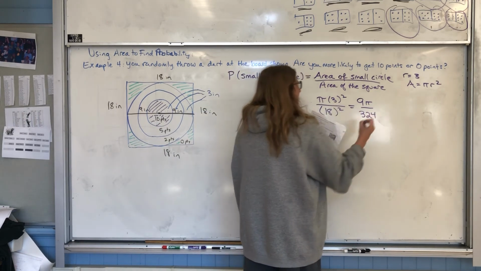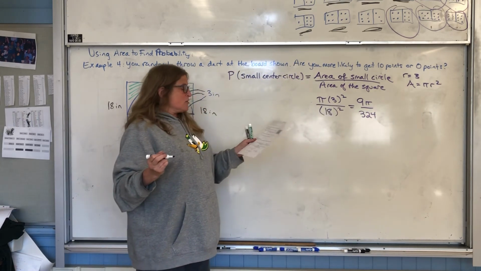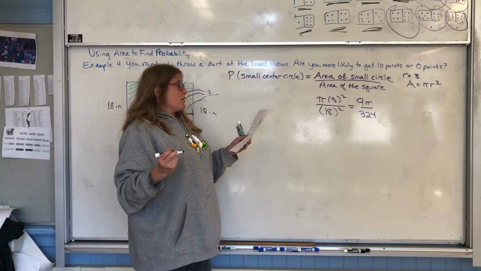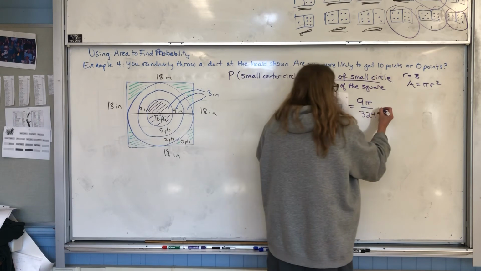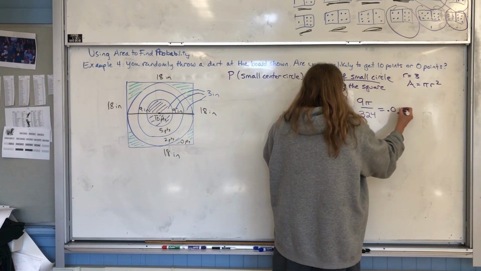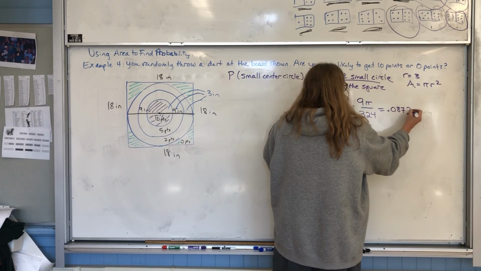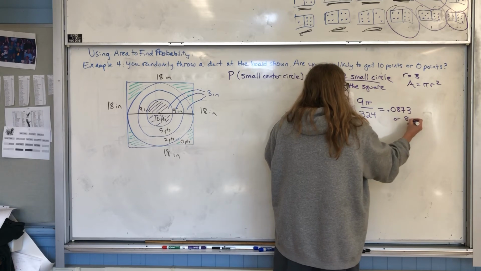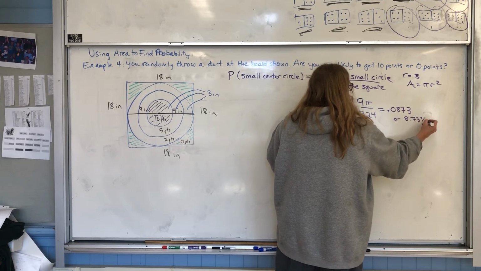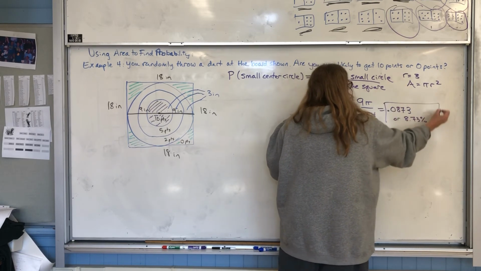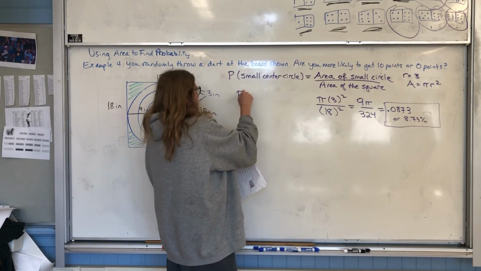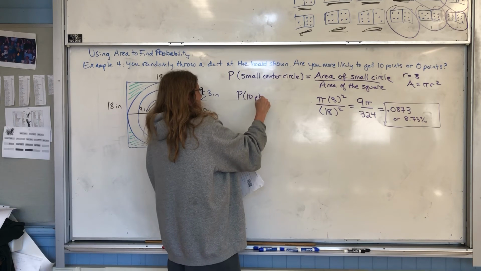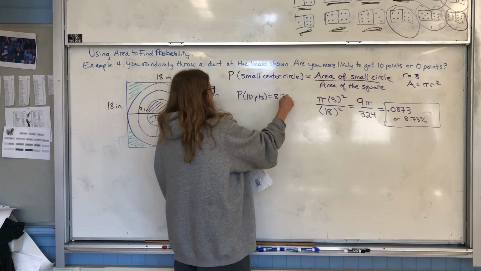And we all know pi is a number. It's not a variable. It's 3.14. It's there on your calculator. So you can just plug it into the calculator and you get 0.0873, or we can think of that as 8.73%. So that's your likelihood of getting 10 points. The probability of getting 10 points is 8.73%.